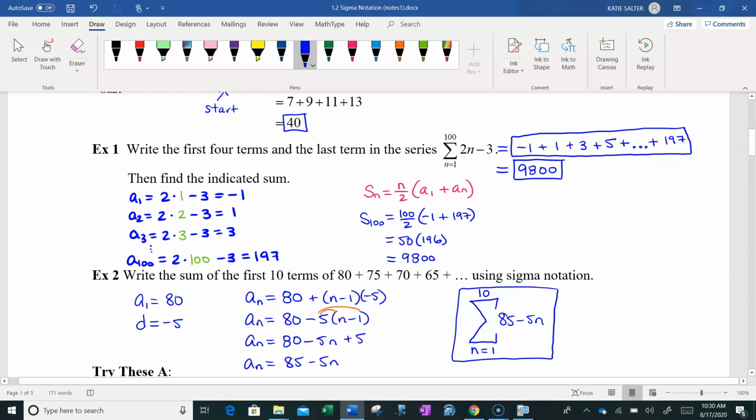Pause the video, do the try these A. When you are finished trying them, start the video back and let's see how you did.